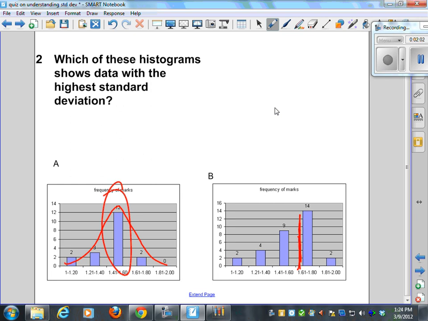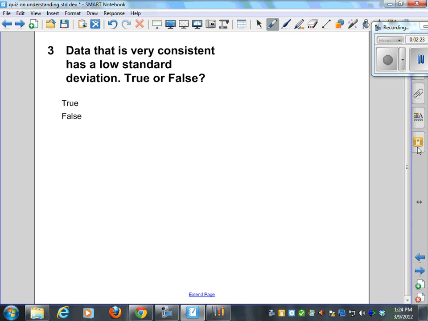This is almost an unfair question. I'm not marking or anything, but in this case you've got to think things through a bit. This one's got quite a few out to the side here. It doesn't necessarily have to be symmetrical to be a high or low standard deviation. So don't worry if you didn't get that one right. Next question.